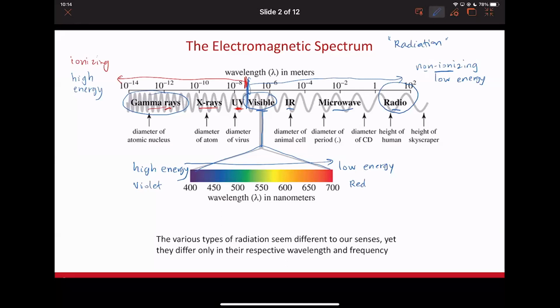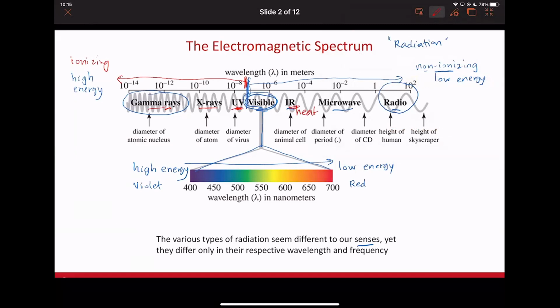And so you have all the colors in between, and the colors are the only ones we can see on the entire spectrum. We can see visible light. That's why it's called visible light. And we can't see any of the other things. You can't see X-rays. You can't see infrared. You can't see microwaves. But these seem different to our senses in different ways. For instance, infrared is heat, and we can feel infrared.